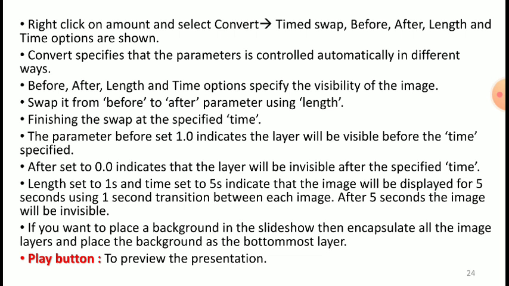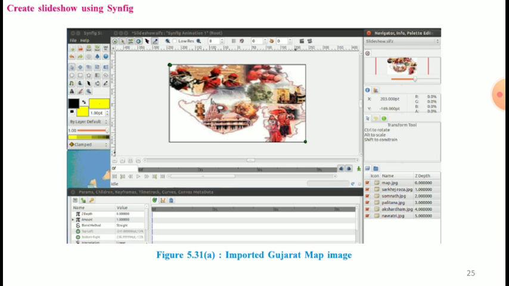So that is a practical: create a slideshow using time swap. Follow step by step. First create a new file and then press Ctrl+I to import the image. If you do not have images, then download some from the internet. Import the images one by one on the canvas. Place each image in a different layer.